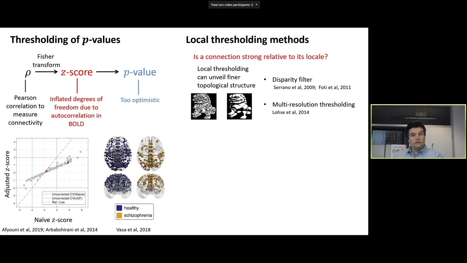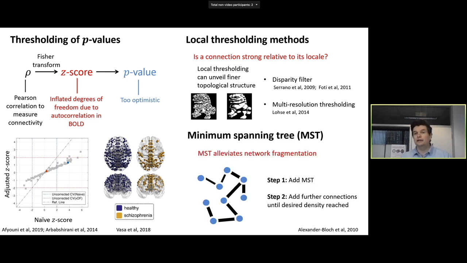Another approach is local thresholding. What I've discussed here are global thresholding methods, where we apply one global threshold across the whole network. There can, however, be locales within a network where a connection is strong relative to its neighboring connections, but within the global network it's weak, and we might want to maintain those connections. There are approaches such as the disparity filter that can allow us to do this. The other key concern is if we threshold too severely, nodes can fragment. So there are approaches such as the minimum spanning tree, which will guarantee against node fragmentation.